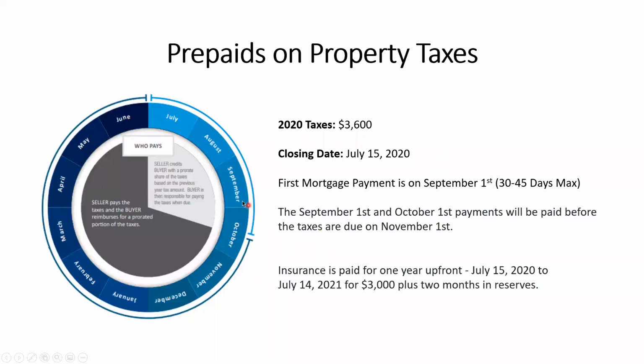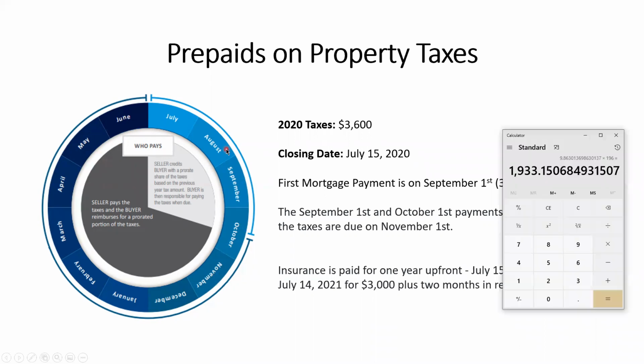When we go back to the chart, so the seller gave us a credit for all of these months, okay? And we stopped right here. Now, the taxes are due November the 1st, but the buyer is not going to have a payment until September the 1st. So when the buyer pays September 1st payment, he's going to be paying $300. He's going to pay another $300 here. And then the taxes are going to be due on the 1st. So let's go ahead and add that amount.